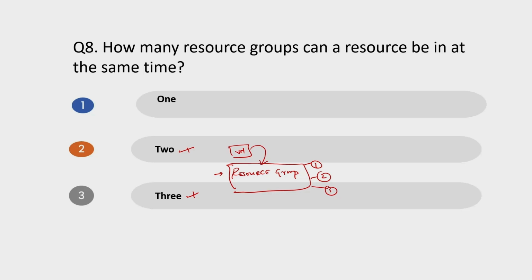You will not be able to place the virtual machine inside, say this is resource group 2. You will not be able to place this virtual machine into multiple resource groups. This is not possible. So 1 is the right answer. Always you will be able to use only one resource group for your resources. You cannot use multiple resource groups.